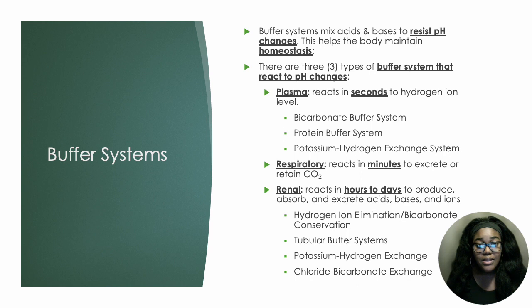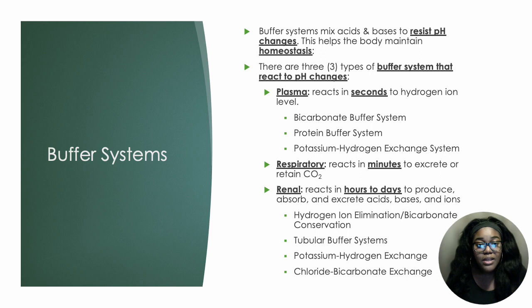So there are three types of buffer systems that the body uses to react to pH changes. And they are based on the time that it takes to help resist pH changes. So when we have plasma buffer systems, they react in seconds to help maintain homeostasis. When we look at the respiratory buffer system, that reacts in minutes to resist the changes in pH. And then when we have the renal system, it takes hours to days to react to the pH changes. So it happens in a progressive order. So you start from plasma, then you go to respiratory, and then you go to renal.